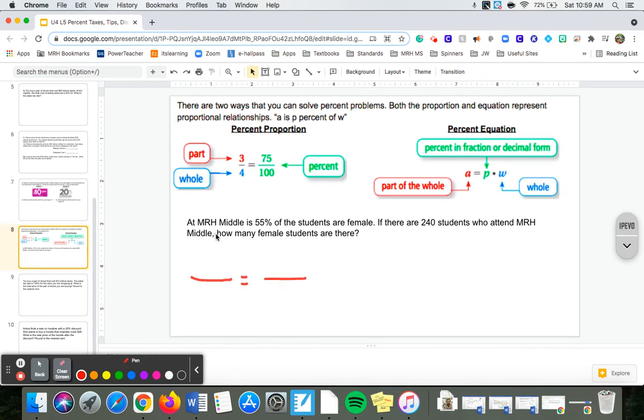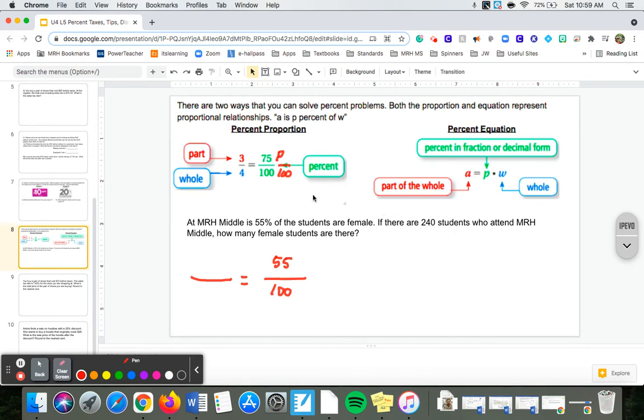The information I'm giving so far is the percent. The number that goes with the percent will always go here. 100 is always going to go in the bottom of our proportion. So focus on the proportion first. 55 over 100 is the ratio that would be equivalent to 55%. I'm going to use that to find out how many female students there are. The other piece of information I've given is that there are 240 students who attend MRH Middle.